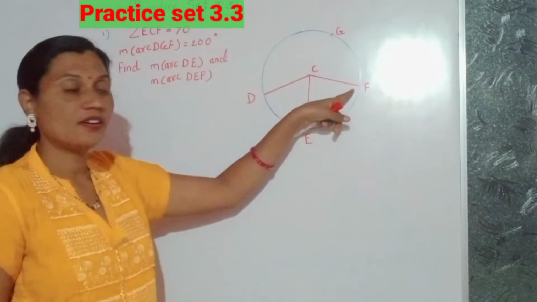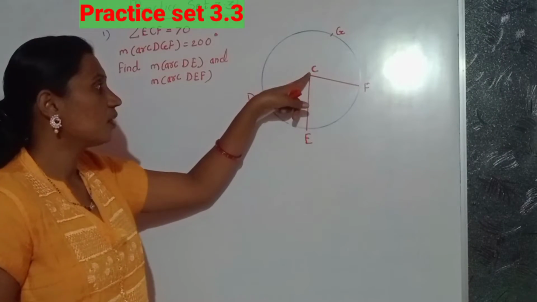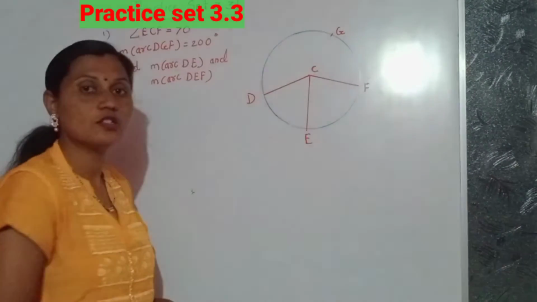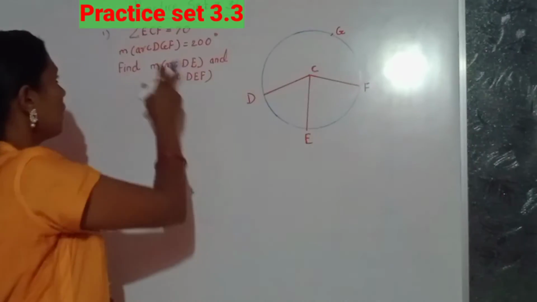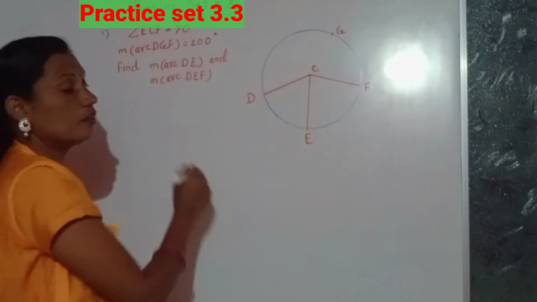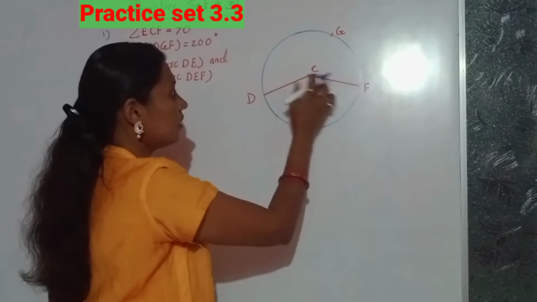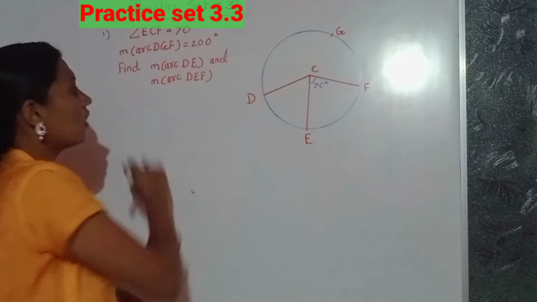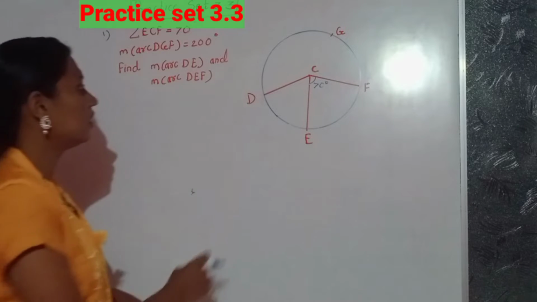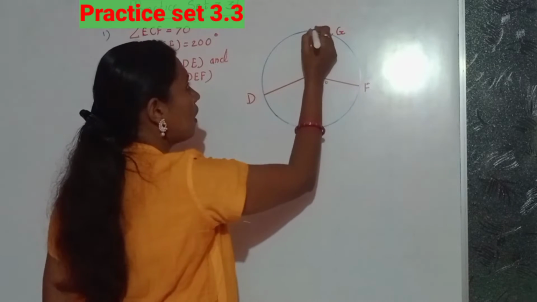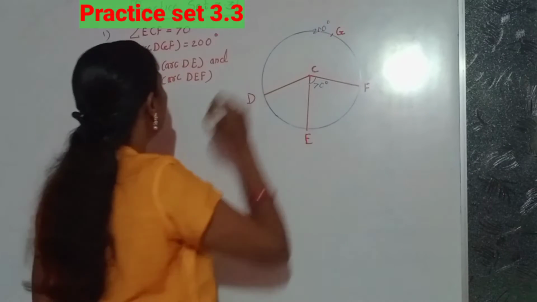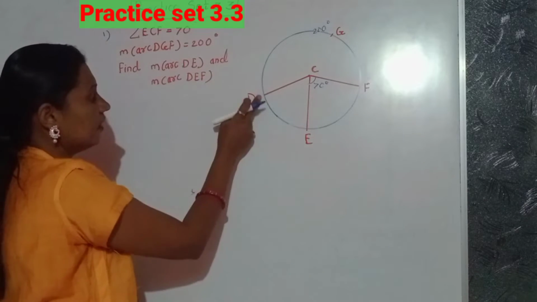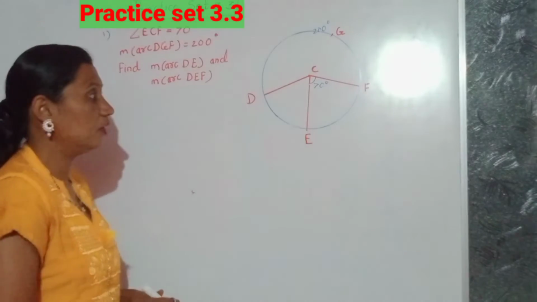Angle ECF is also a central angle because the angle's vertex is the center of the circle, and angle DCE is also a central angle. Given: angle ECF is 70 degrees, and the measure of arc DGF is 200 degrees. We have to find arc DE.